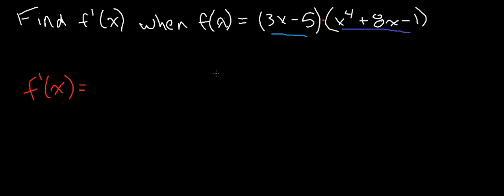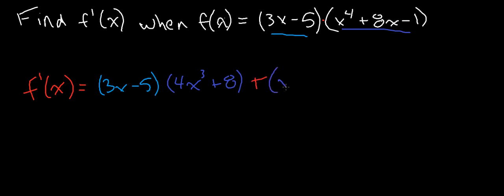So we have the first, which is just 3x minus 5, times the derivative of the second. This is a sum, and the derivative of the sum is the sum of the derivatives. So we're going to bring the 4 down, x, subtract 1 from the power, 4x cubed, plus 8, and the 1 is just a constant, so it's just going to go to 0. But we're not done. Plus the second, so everything in the second, x to the 4th plus 8x minus 1, times the derivative of the first. The derivative of 3x is just 3, and 5 is a constant, so that's it.